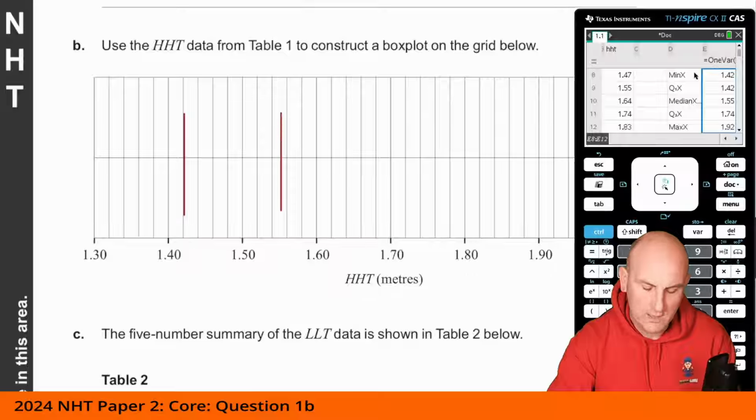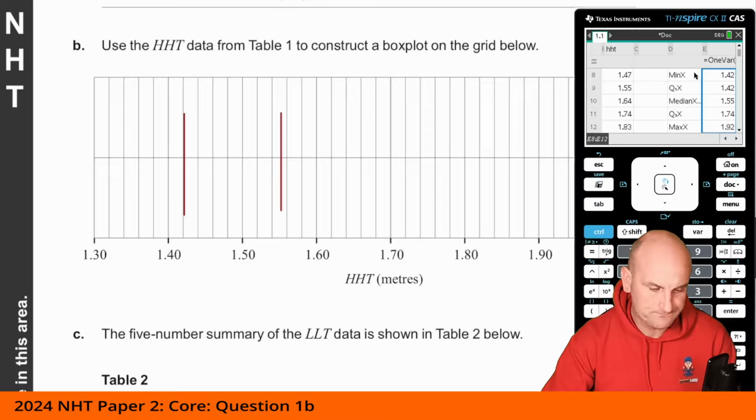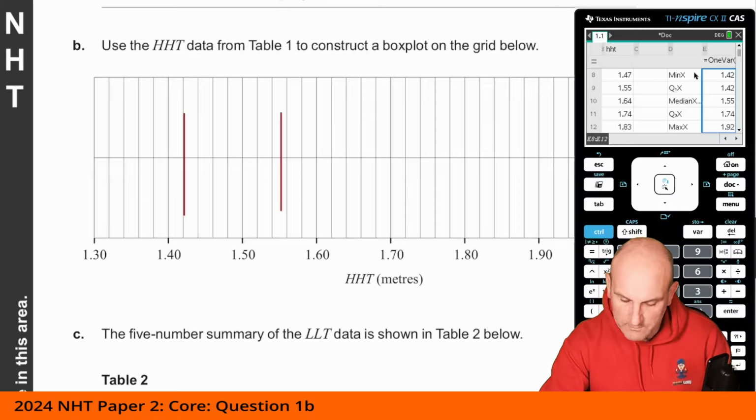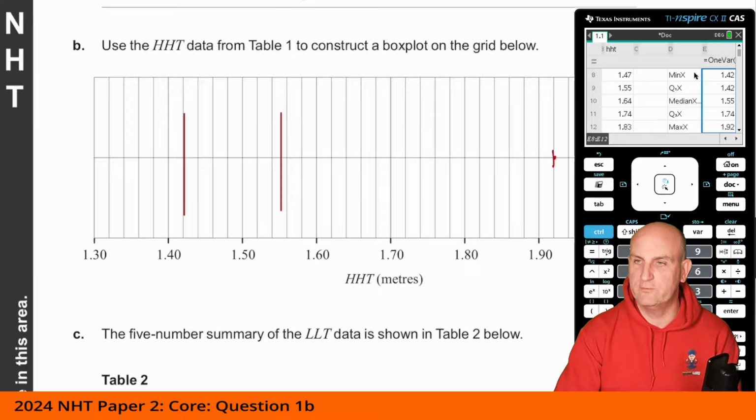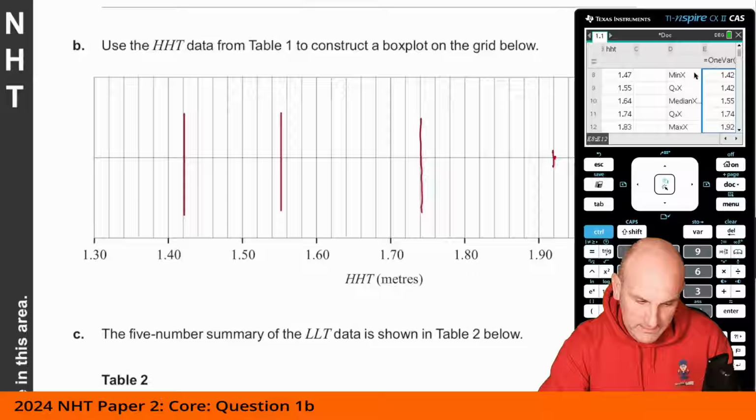Now, you can do this way more accurately than I can because I'm using electricity. My max is going to be 1.92. All right, so my max is going to be 1.92, and I'm going to do a dot there or a little line. I don't see how it matters. What else do I need? I need my upper quartile as 1.74. So 1.74 is going to be here.